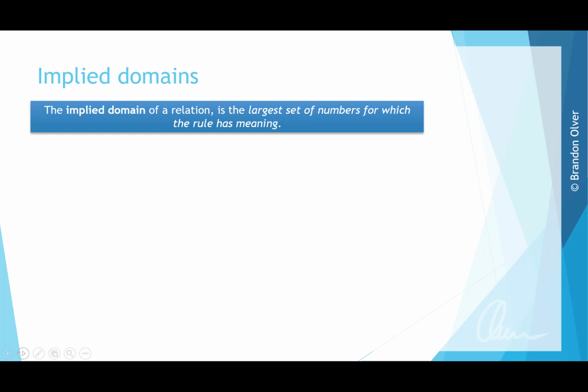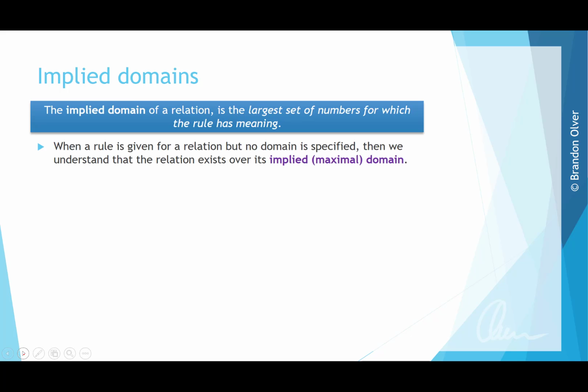The implied domain of a relation is the largest set of numbers for which the rule has meaning. So when a rule is given for a relation but no domain is specified, we understand that that relation exists over its implied or maximal domain. And often this is the real number set, but there are some cases where certain numbers don't have meaning for a rule.